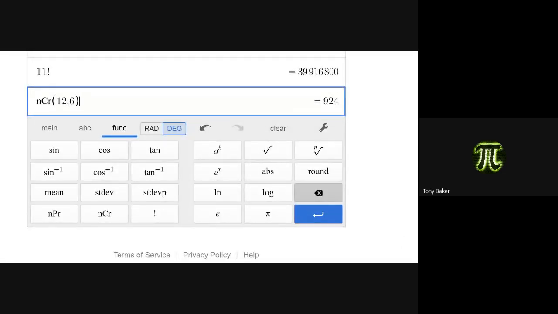So I would have 924 different possible playlists. And I'm just picking 6 songs from 12, or 6 songs out of 12. 12, 6, or 6, 12. Yes, you can't do the other direction. The big number always has to be first.